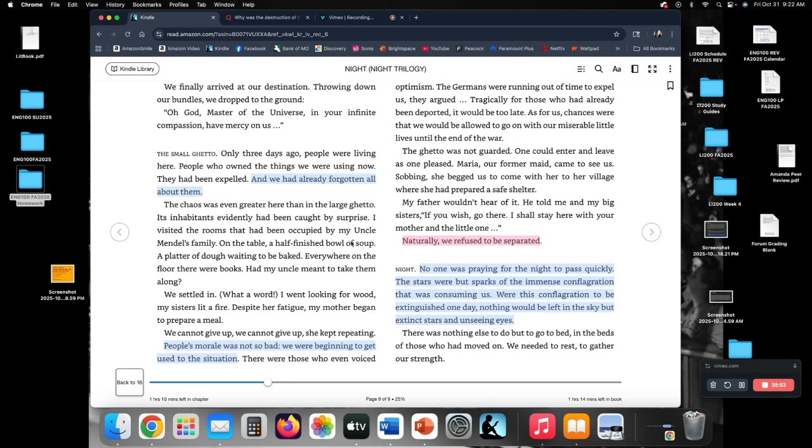Again, I told you chapter 1 sets up everything of the book. And here, again, "naturally we refused to be separated." Father said, "I'll stay here if you want to go with Maria." Elie was like, nope. So family, really important, that family thing.